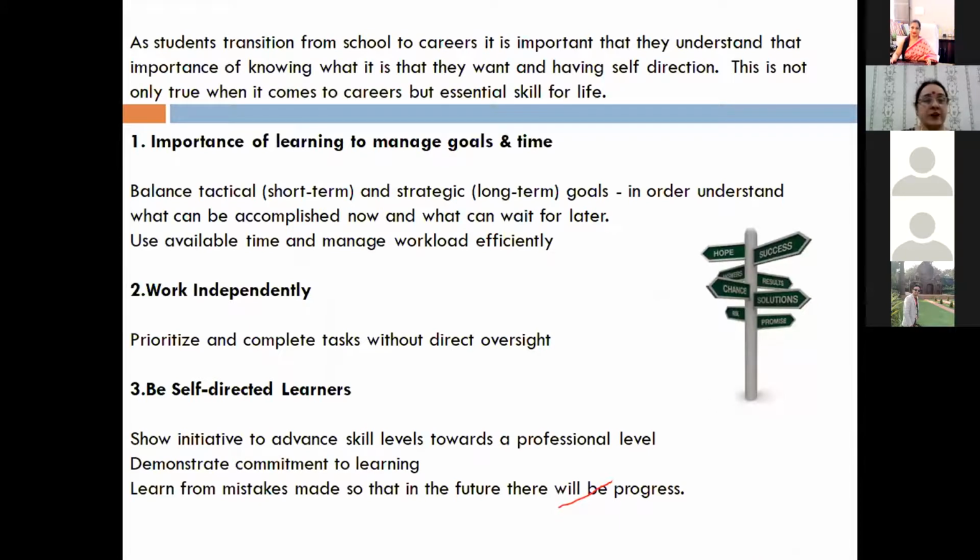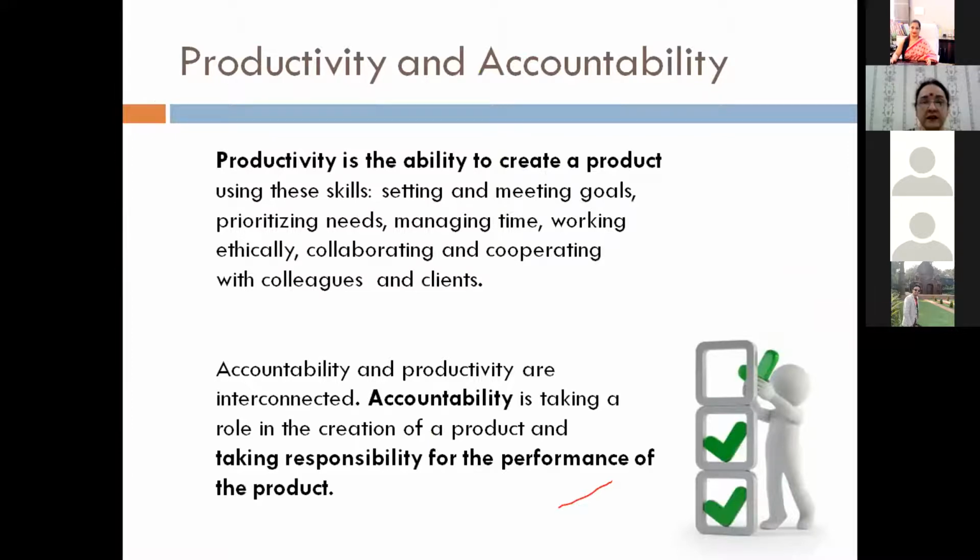And now next, as students transition from school to careers, it is important that they understand the importance of knowing what it is that they want and having self-direction. This is not only true when it comes to careers, but these are essential skills for life. What skills have we learned during the pandemic? I think during the pandemic, we've all learned how to survive. Whatever has been explained: the importance of learning to manage goals and time, work independently, be self-directed learners, and the 9th skill we have is productivity and accountability.